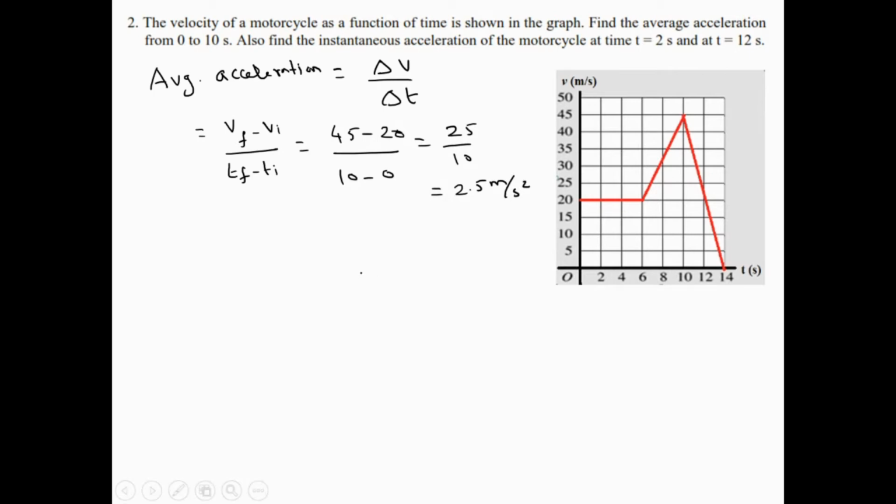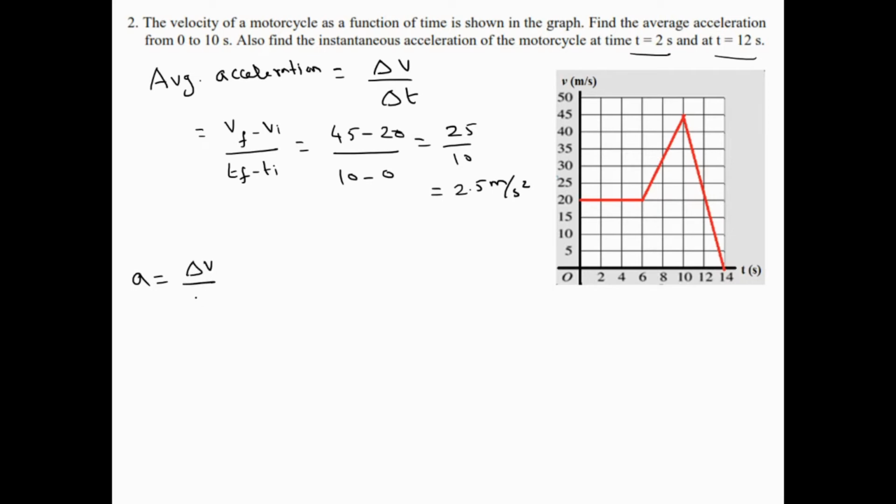So we have completed the first part, and in the second part we are going to find the instantaneous acceleration for two time values. For t equal to 2 seconds, what is the value of instantaneous acceleration? For t equal to 12 seconds, what is its value? So we know the formula. The formula is dv over dt. So the graph is given, and I'm going to calculate the slope value. For the second part, the instantaneous acceleration is dv over dt.